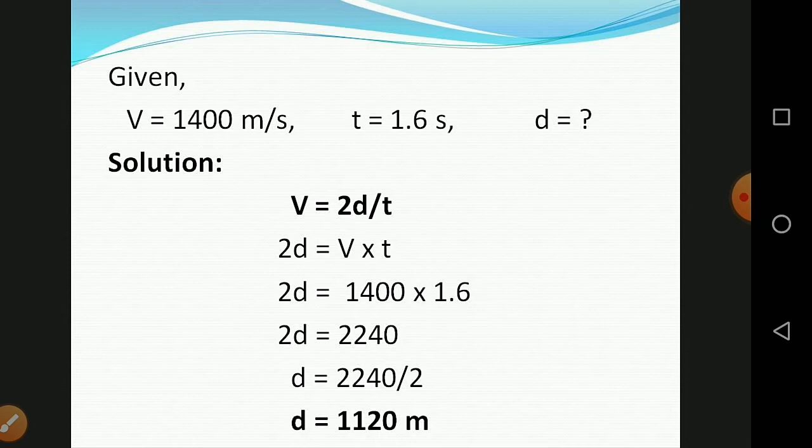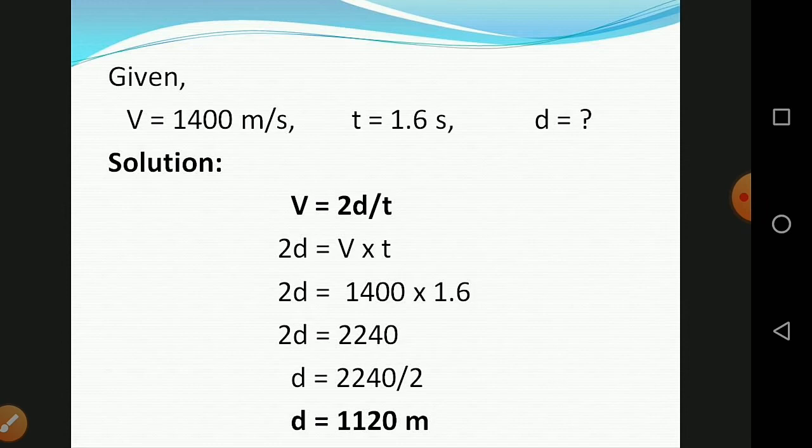We know the formula V is equal to 2D by T, because there are two distances: one is the transmission, traveling to the depth, and then the reflection from the depth back to the ship. So V is equal to 2D by T. To find D, 2D is equal to V into T.